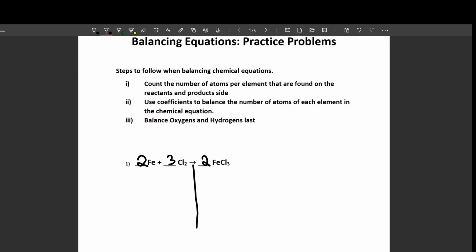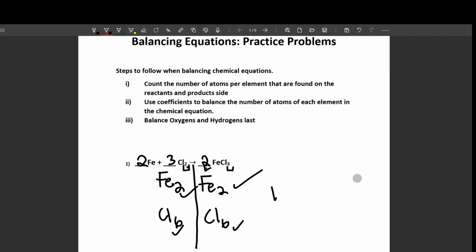So again, there's my vertical line. There's my iron there. I have 2 iron, chlorine. We have 2, right? 2 chlorine. 2 times 3 is 6. So we have 6 here. Chlorine, iron. We have 2 iron. 3 chlorine, 2 times 3 is 6. Cl6. There we go. 2 iron, 6 chlorine, 6 chlorine. That's balanced. I can't spell. That's balanced. There we go. Now let's look at the second chemical equation.